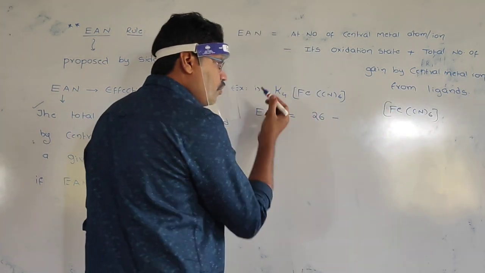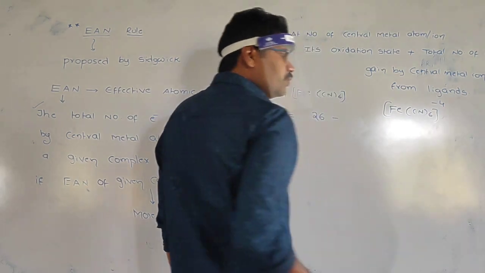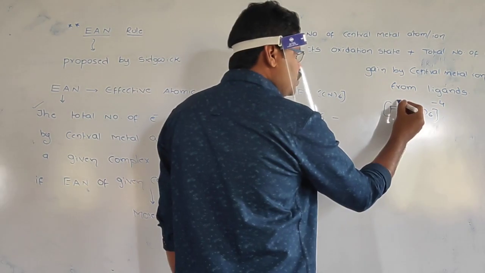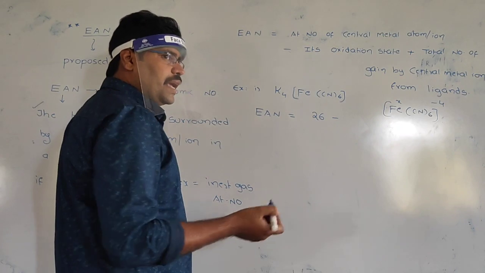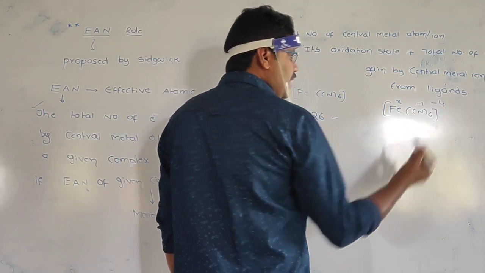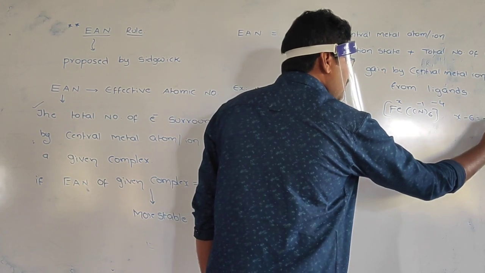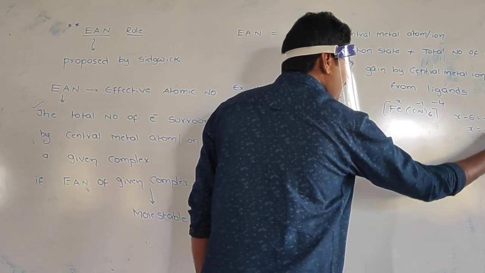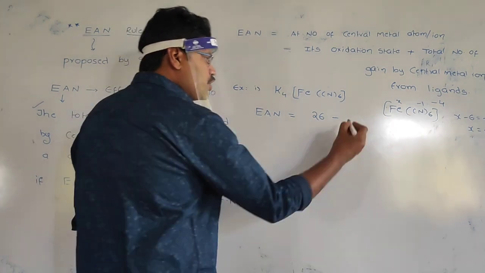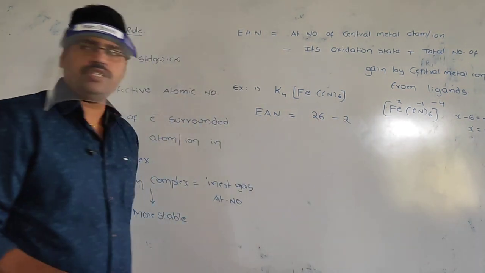If you have any doubt, we can calculate the oxidation state at one corner. In [Fe(CN)6], since this is K4, this is -4. Say this is X, the oxidation state to be calculated, and cyanide being a negative ligand, -1. So X minus 6 is equal to -4, absolutely X is +2. And that's why minus oxidation state means -2.